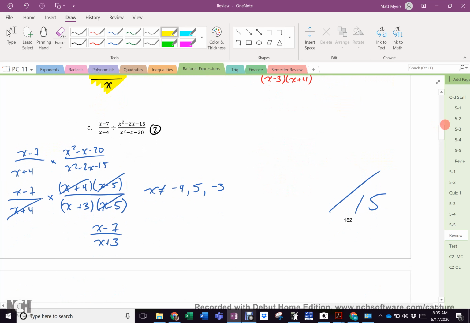These are worth 2 each. And then here, remember that we're multiplying by the reciprocal. So we reciprocate it, factor everything, and cancel. There's our answer. But remember, we've got to check all of both of those spots because it was division.